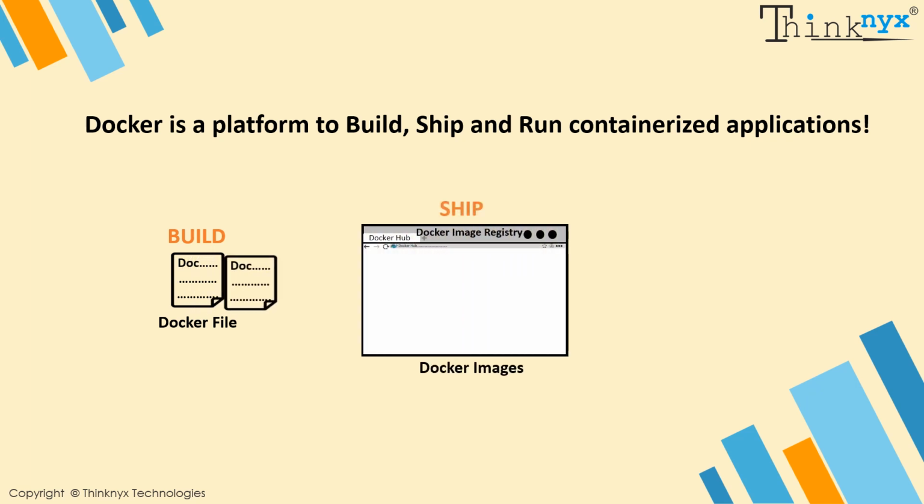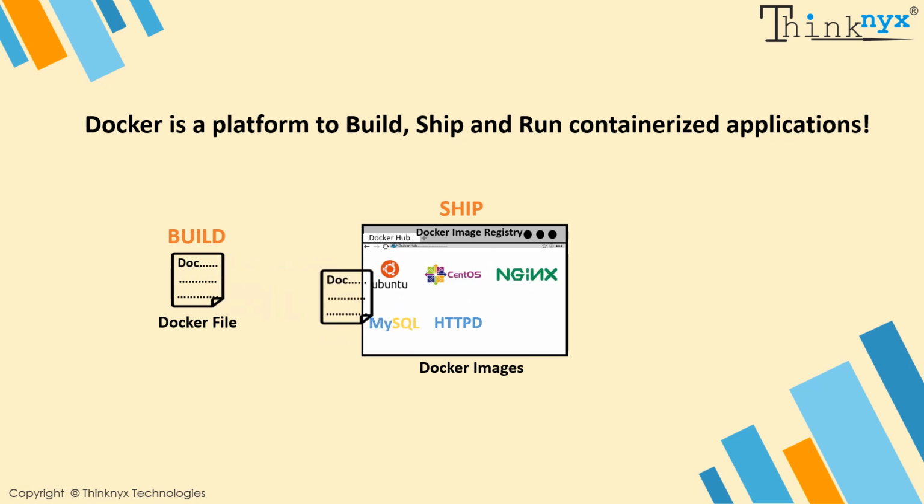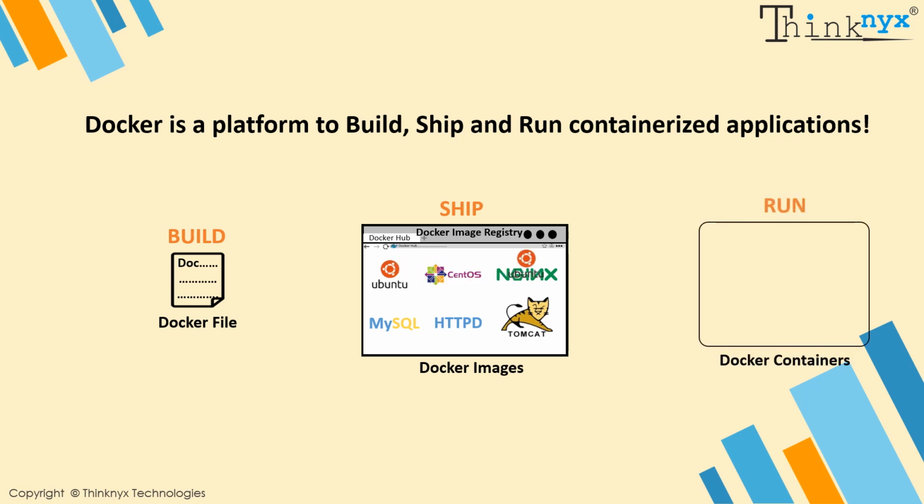Once the image is built, we can share that image. This is nothing but shipping. The shipping can be done using a registry. You can relate this to GitHub, where you can store your source code in the repository. To share your images, we use a registry. Docker Hub is one such example. Anyone can take that image and create a container out of it.